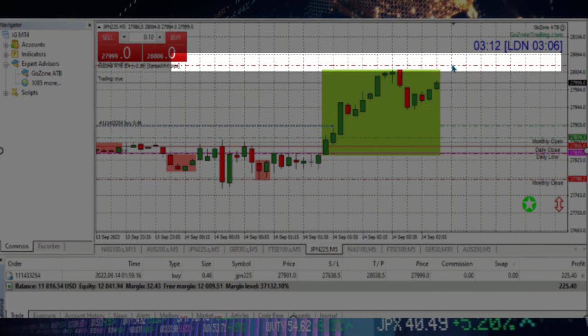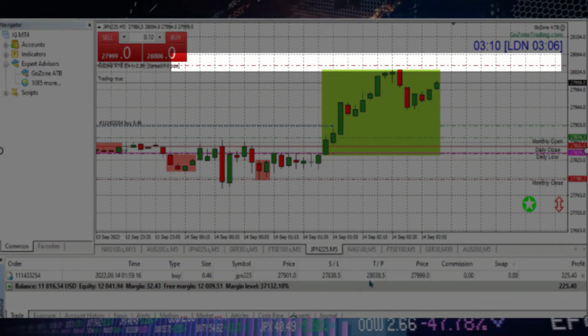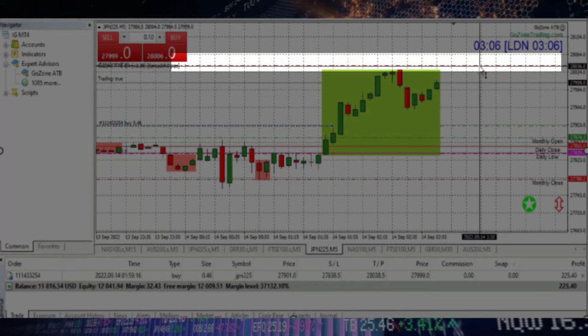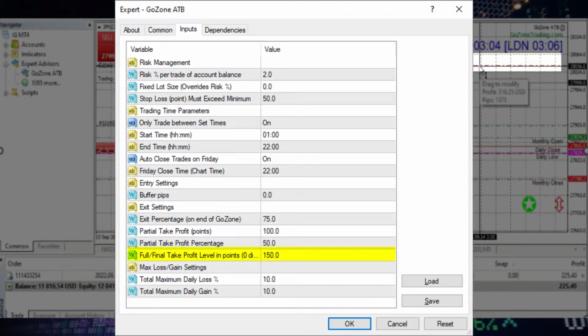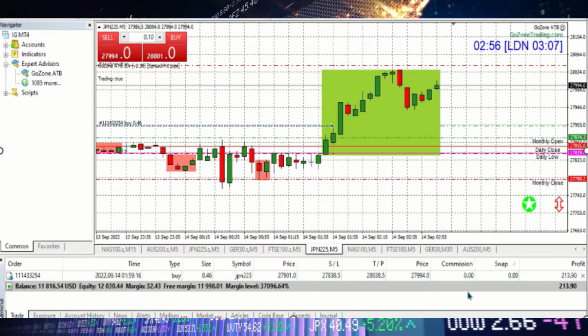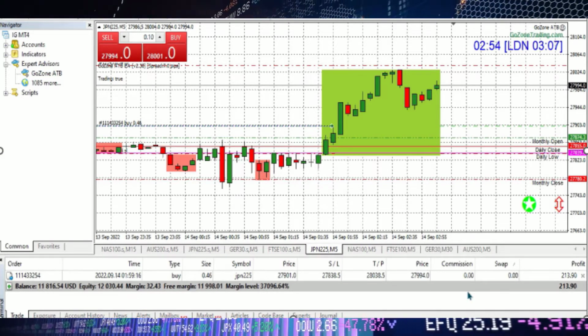Our final take profit target is 150 points, represented by this red dotted line highlighted here. You will find the final take profit section at the bottom of the setup page as shown here. In the interest of time, I will now speed up this recording until the GoZone ATB executes a new task.